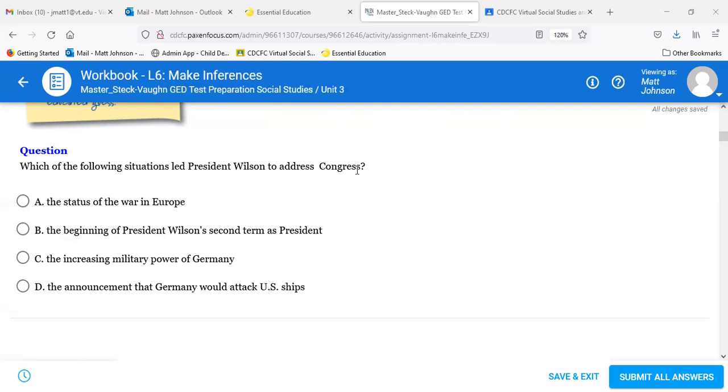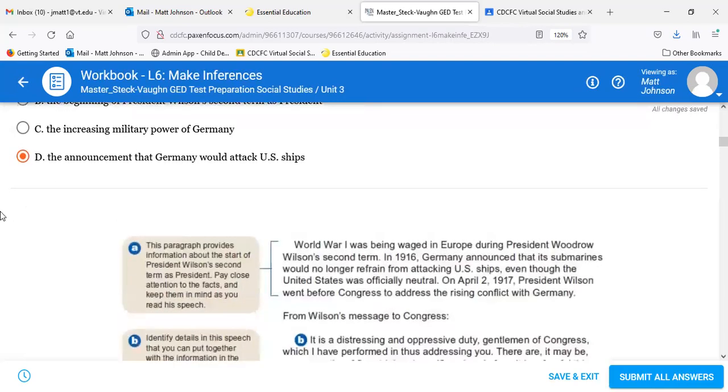Which of the following situations led President Wilson to address Congress? A, the state of the war in Europe. B, the beginning of President Wilson's second term as president. C, the increasing military power of Germany. And D, the announcement that Germany would attack US ships. D? Yeah, specifically, it's the attack of US ships by Germany. All right. So yeah, D there for number 1.